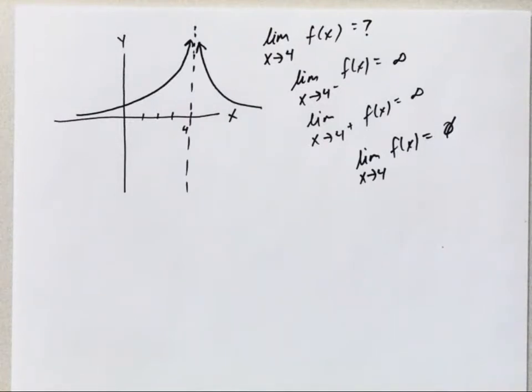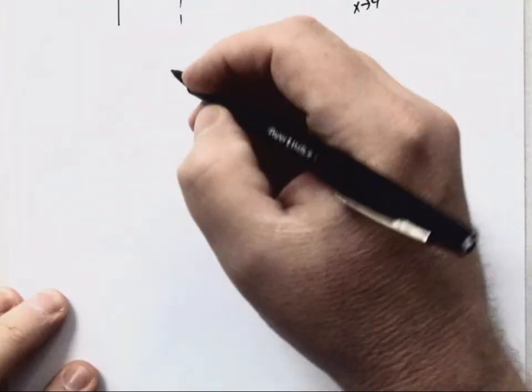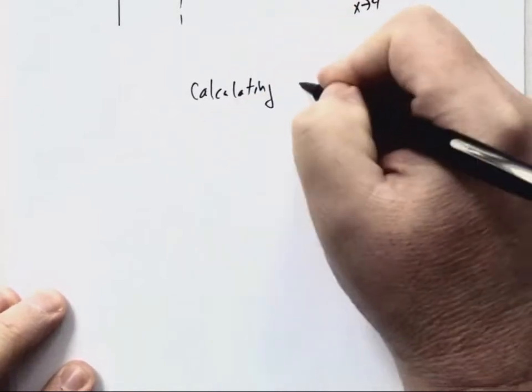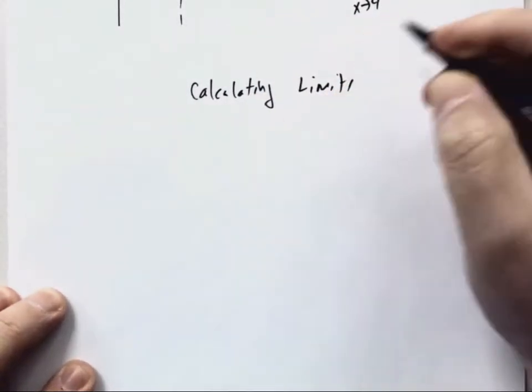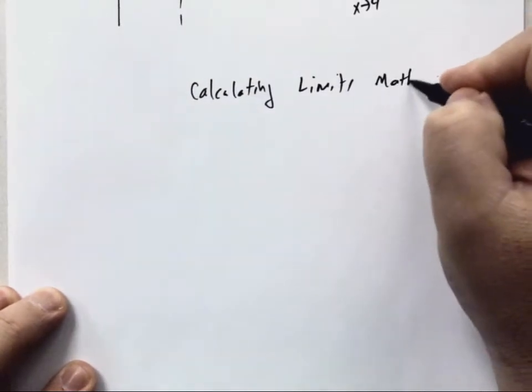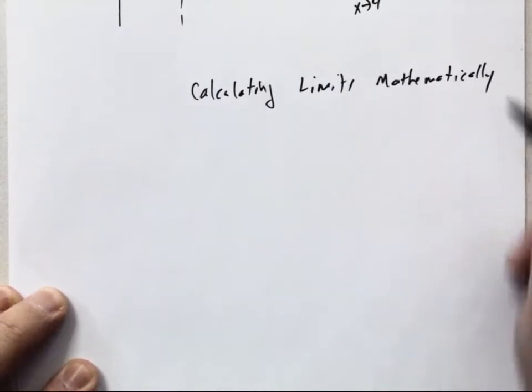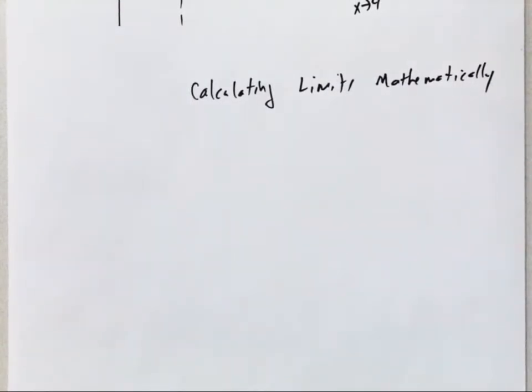All right, so now let's get on to our main topic. If you're given some kind of a function as an expression, how do we calculate the limits mathematically? We've looked at how to determine limits if we're given graphs, but how about just looking at a function?